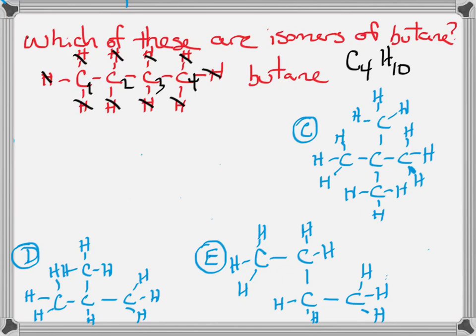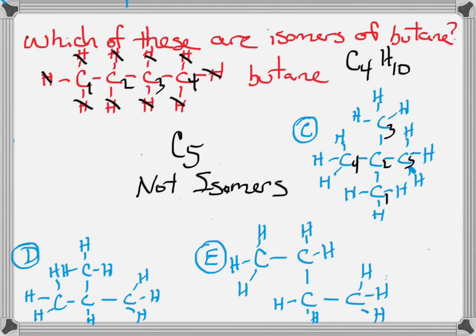Let's go to C. In C, I'm going to go ahead and number the carbons. 1, 2, 3, 4, 5. So that's C5. Right there I can see that's not the same as the one given. There's already 5 carbons in this molecule. There's only 4 in butane. So right off the bat, I know that these are not isomers. I can just stop right there. They have to have the same molecular formula, and so C is not an isomer of butane.